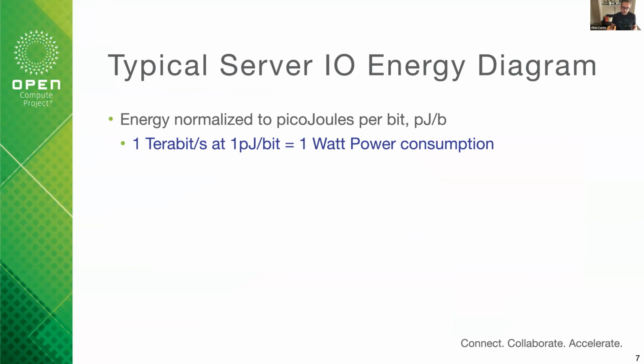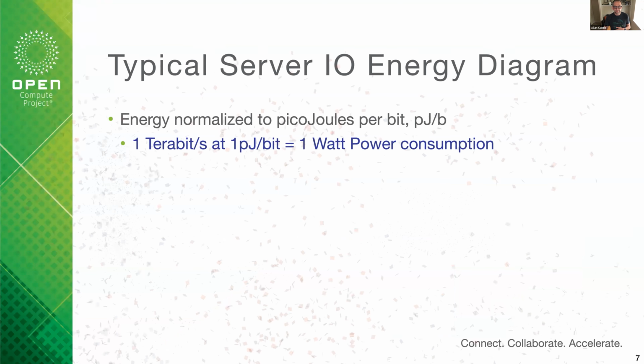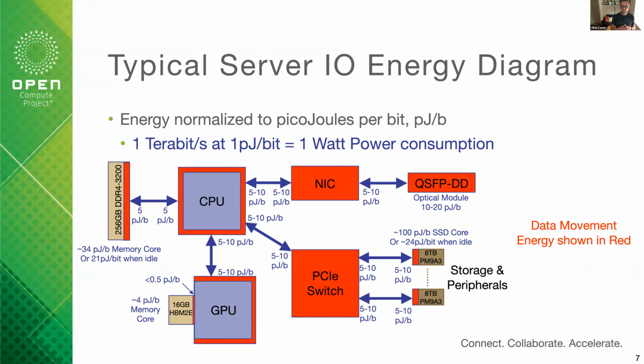So I tried to say, how can we see the energy that's being consumed by the I/O? I've tried to do this, and I'll take any input to improve it. We talk about moving data in energy terms in picojoules per bit. For example, a terabit per second multiplied by a picojoule per bit I/O would give you 1 watt of power consumption. So that's just the basic equation. So I've drawn this diagram. You can see that data movement in energy is shown in red.